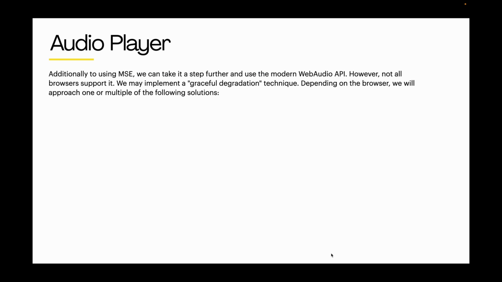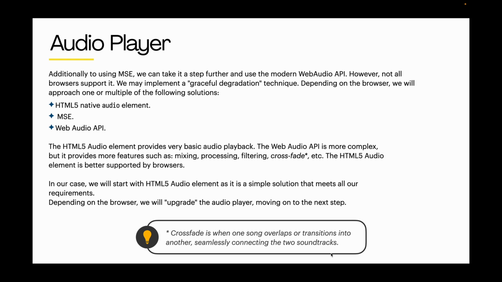Additionally to using MSE, we can take it a step further and use the modern Web Audio API. However, not all browsers support it. We may implement a graceful degradation technique. Depending on the browser, we will approach one or multiple of the following solutions: HTML5 native audio element, MSE, and Web Audio API. The HTML5 audio element offers very basic audio playback. The Web Audio API is more complex but provides additional features such as mixing, processing, filtering, and crossfading.